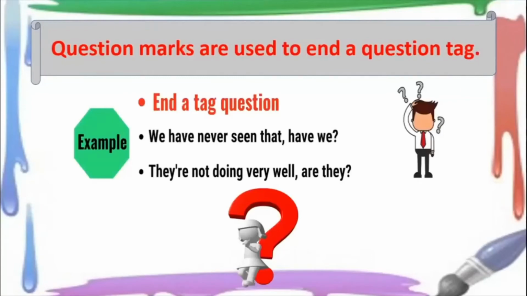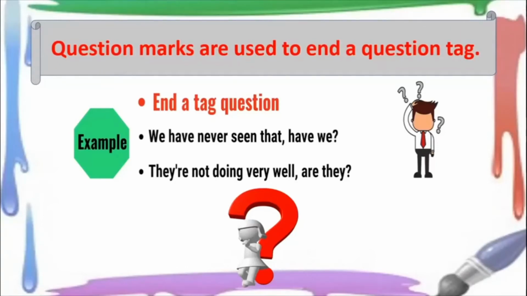Question marks are also used to end a question tag. You must have learned previously how we use a question tag. When there is a question tag, we end the tag by using a question mark. "We have never ever seen that, have we?" This "have we" part is a tag, an addition to the question. So there you use the question mark. "They are not doing very well, are they?" So there you use a question mark.